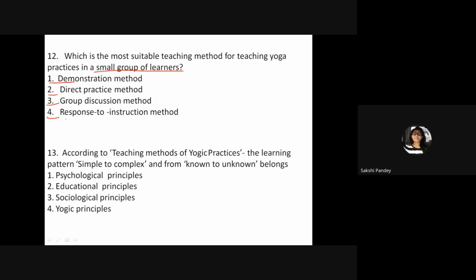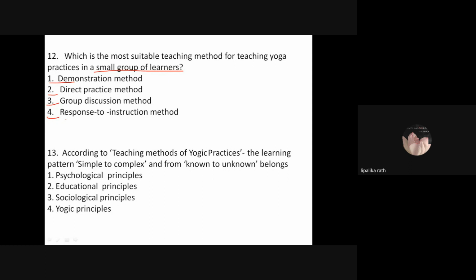Ma'am, I think then it should be B. Okay. Yeah, that is a bit confusing. I think either two or four, any of the option. Okay, and more. What Lapalika ji and Karthik ji, Deepam ji? Yes. Also, response to instruction method. I'm not in doubt, but I'm not clear about it. Ma'am, it should be two, direct practice method.